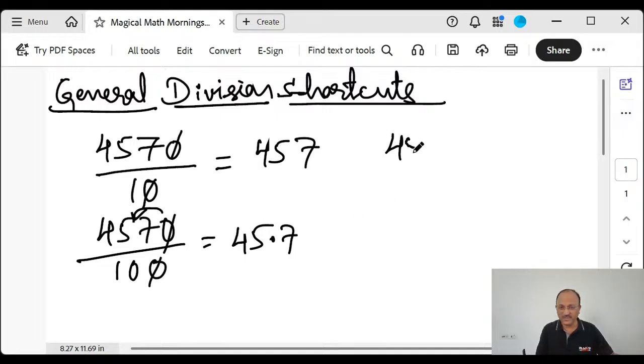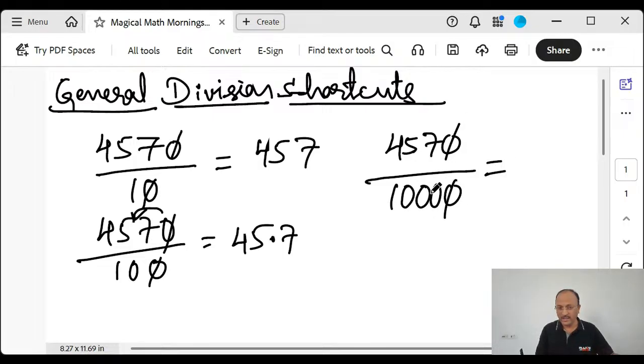The same thing if you say 4570 divided by 10,000, let's take. What do we do? The 10s will cancel and three zeros are there. So count from the right side to the left three places and we'll keep a decimal point here. That means 0.457.